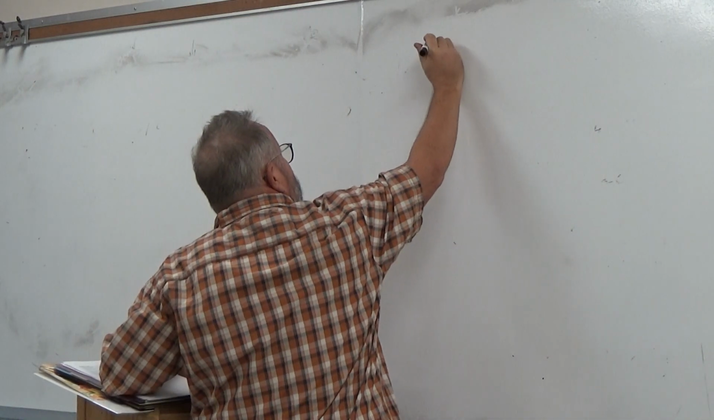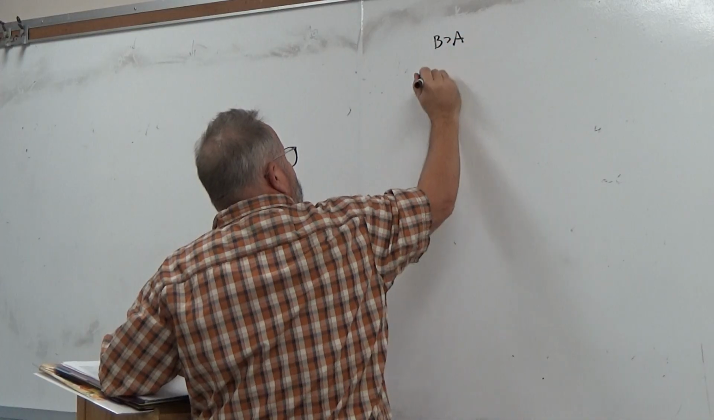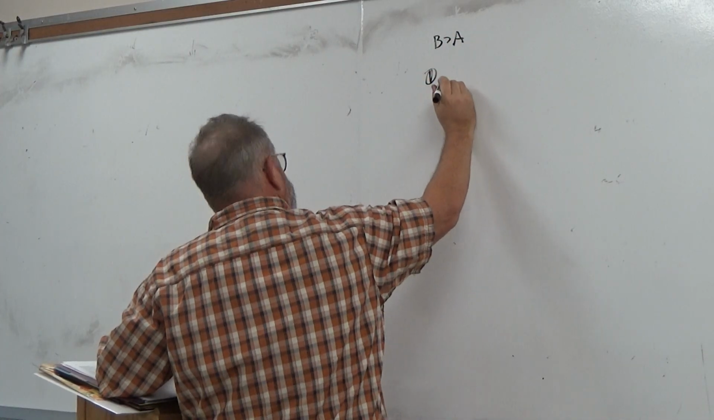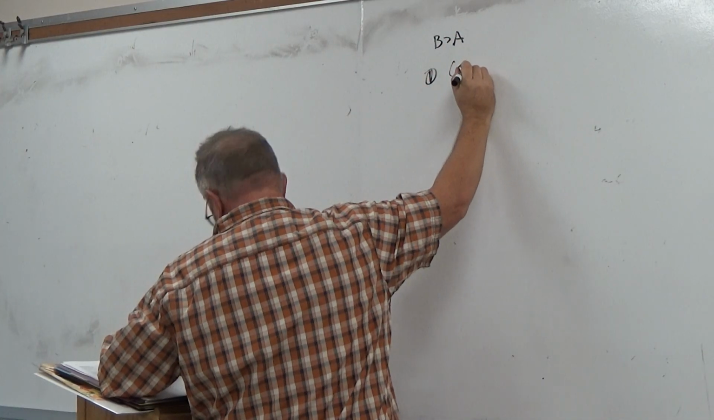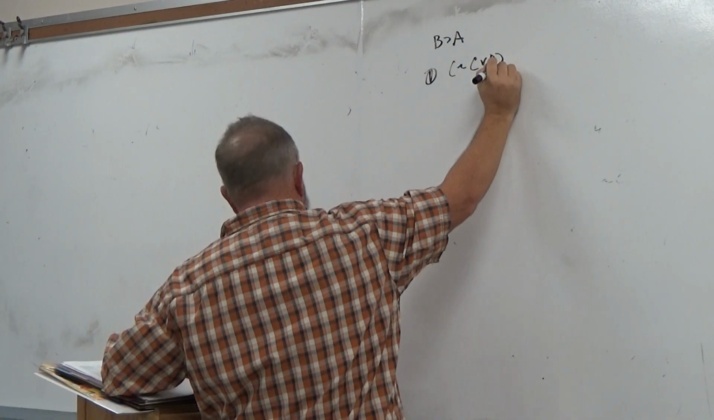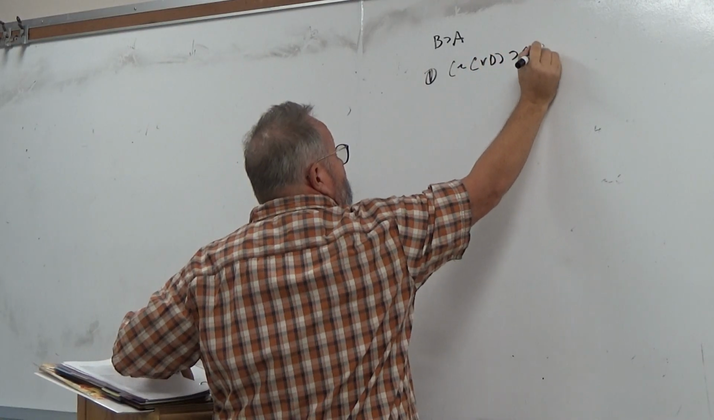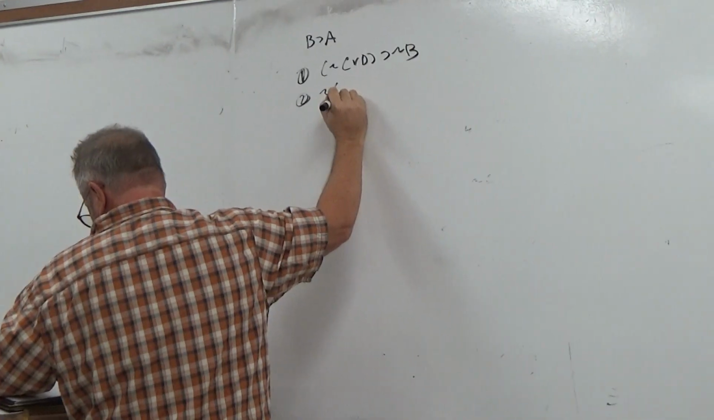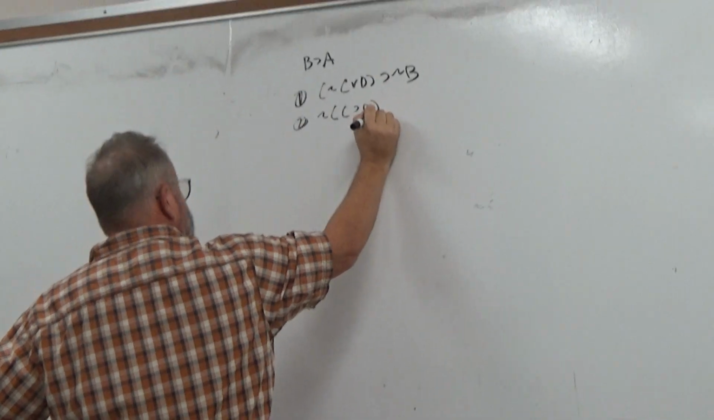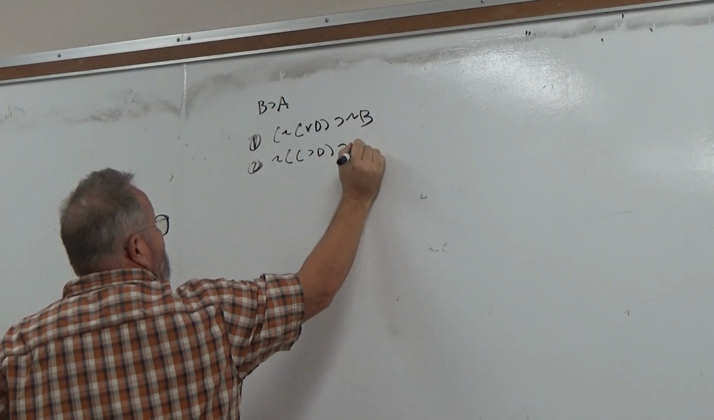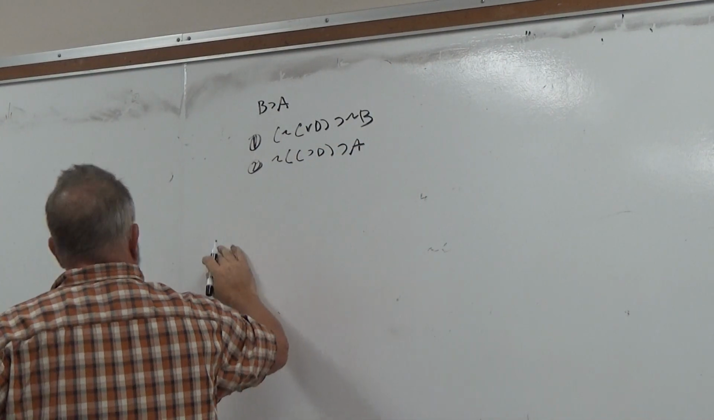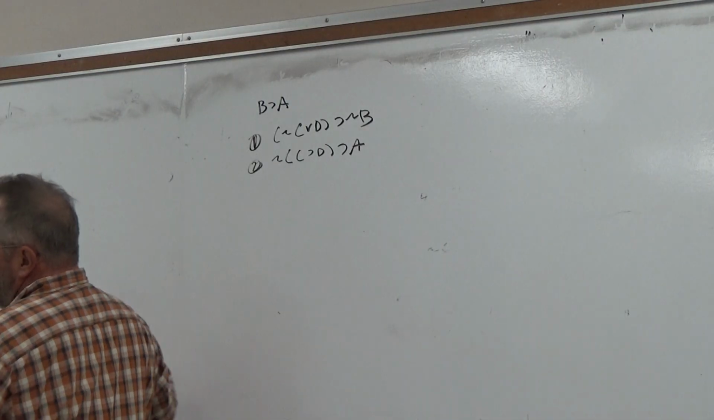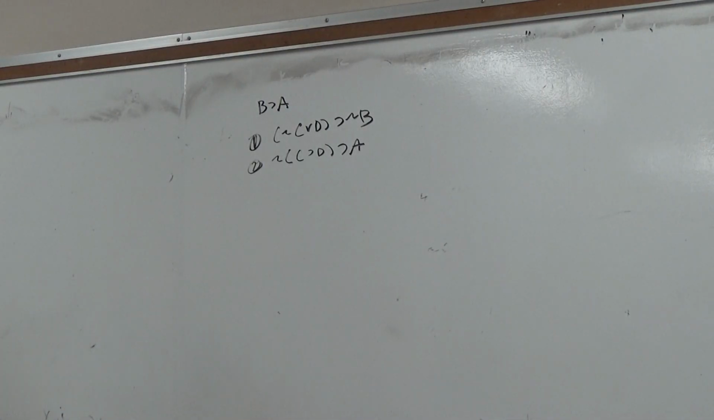Prove B then A. We have not C or D, then not B; 2 is not C, then D, then A. Okay. So we look for what we're trying to prove. B then A, we don't see it. We don't see its opposite and an antecedent.